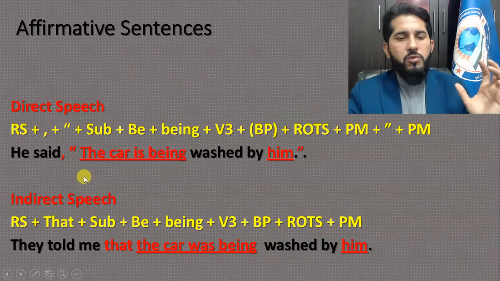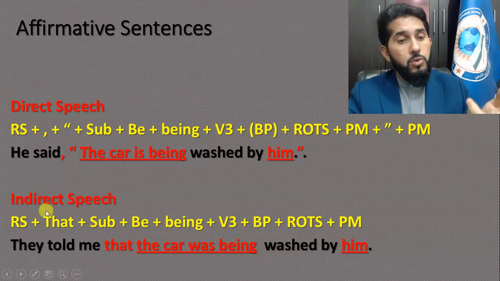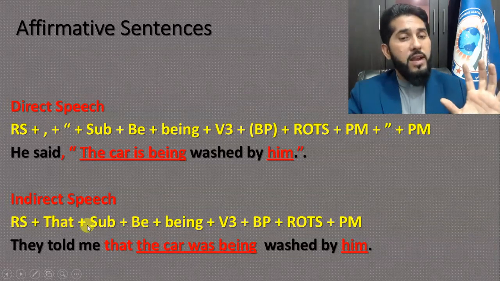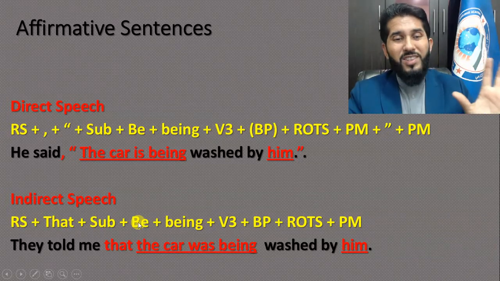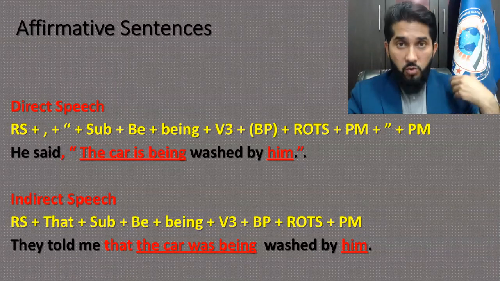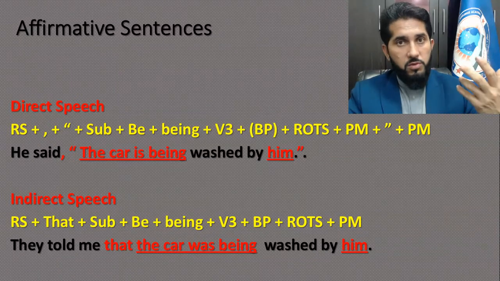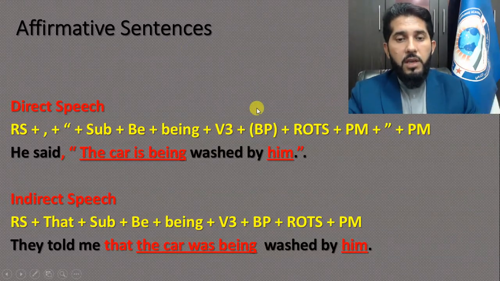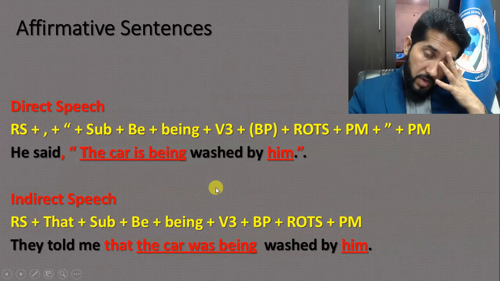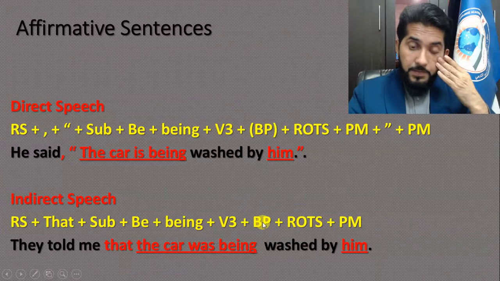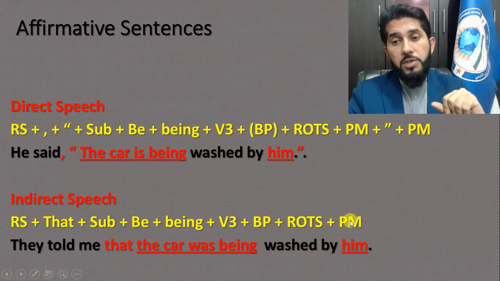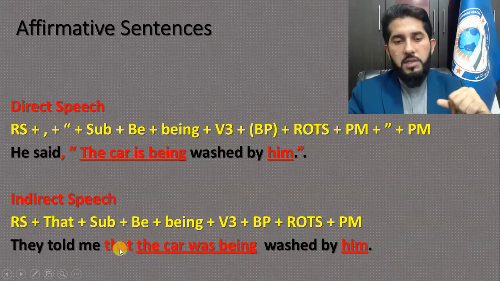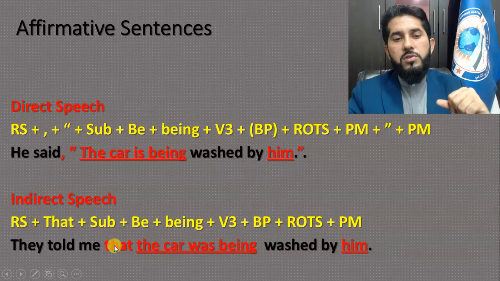If you want to change this direct speech into indirect speech, here's your structure. RS again, reporting speech, then the conjunction that, then subject, then be in second form, was or were. This is MR because we go one tense back. So present continuous should be changed to past continuous. Then being as an auxiliary should be brought over here. And then V3, main verb in third form, BP, by phrase. If there's anything else, the rest of the sentence, then punctuation mark. So you do not need quotation marks in indirect speech. You do not need a comma in indirect speech because instead of the comma you use the conjunction that.